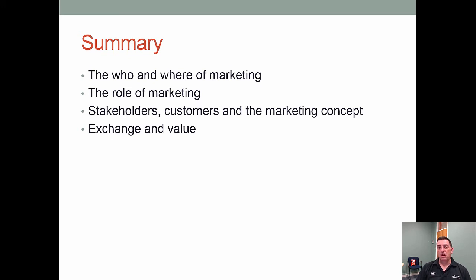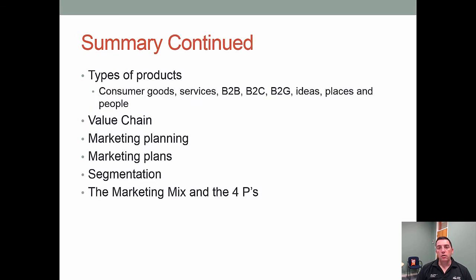But we'll also be considering the single most important theory which underlies all of marketing theory, that of exchange and value. So we'll go into that in a bit of detail this week. We'll also look at the types of products which marketers can take into the marketplace itself. It can range from consumer goods, services, and the key terms here to look at: B2B, which means business to business; B2C, business to consumer; B2G, as in here in Canberra, business to government; ideas, places, and people. We'll also be looking at the value chain itself and understanding what that means in a marketing context.